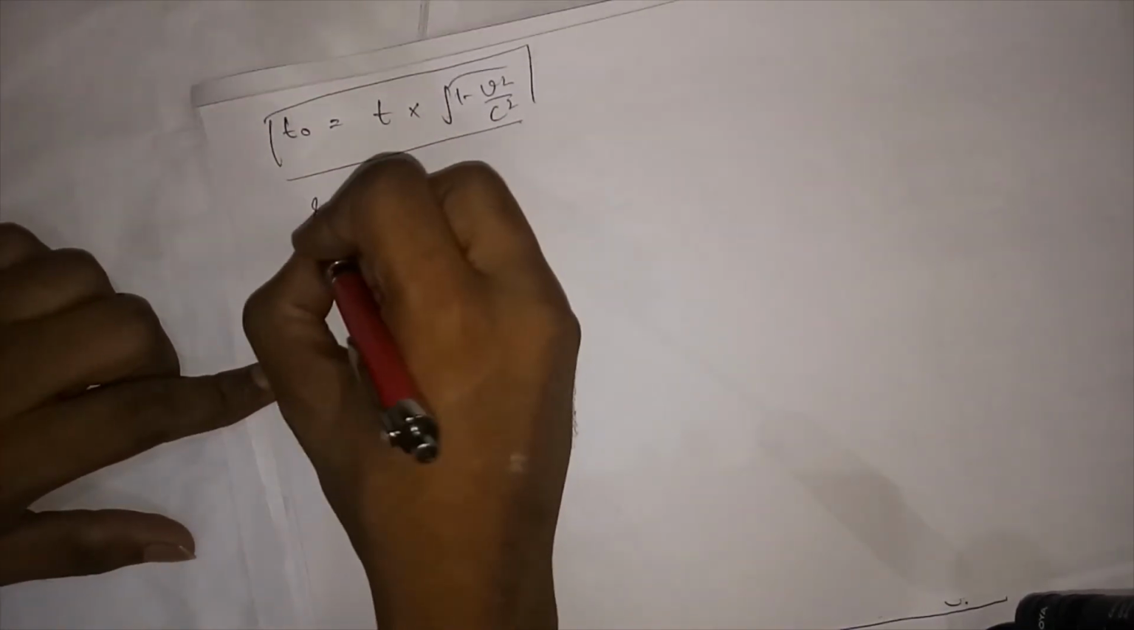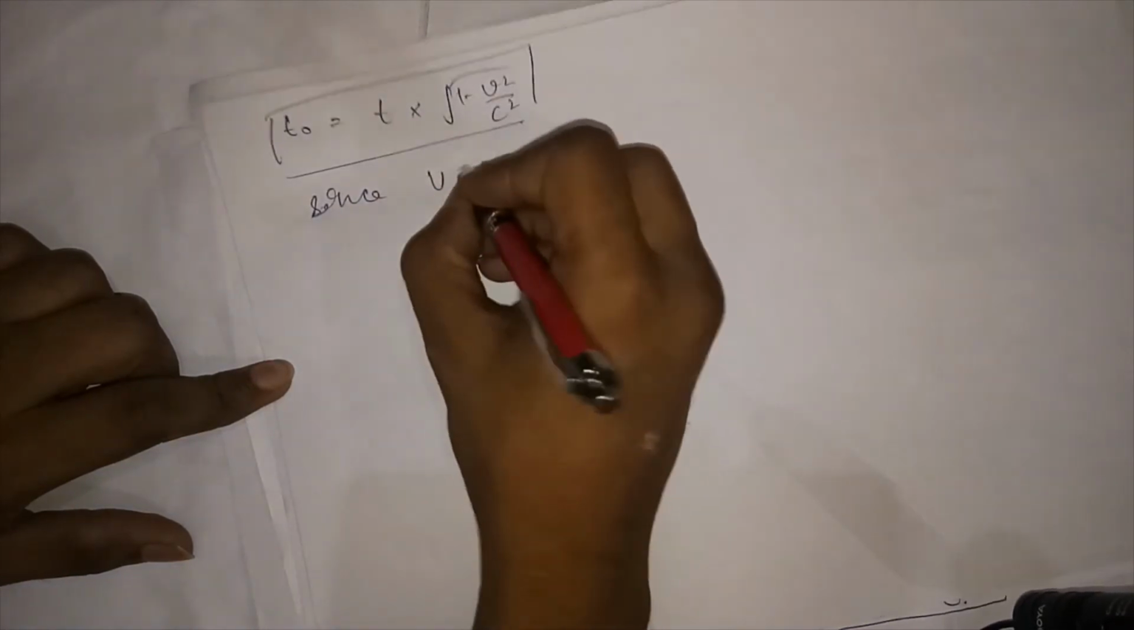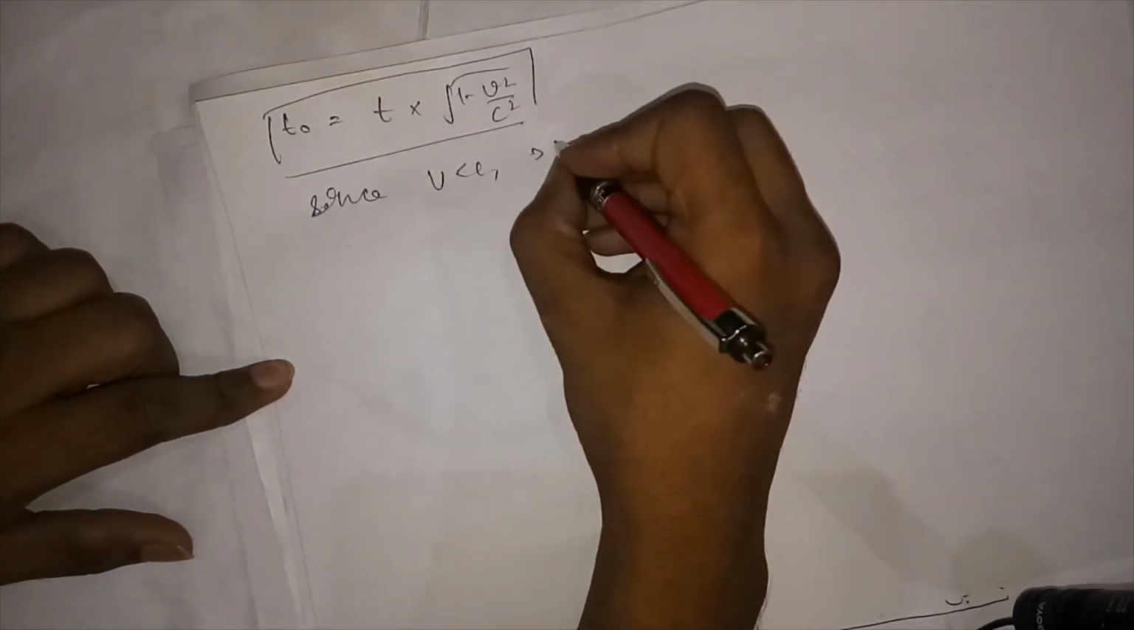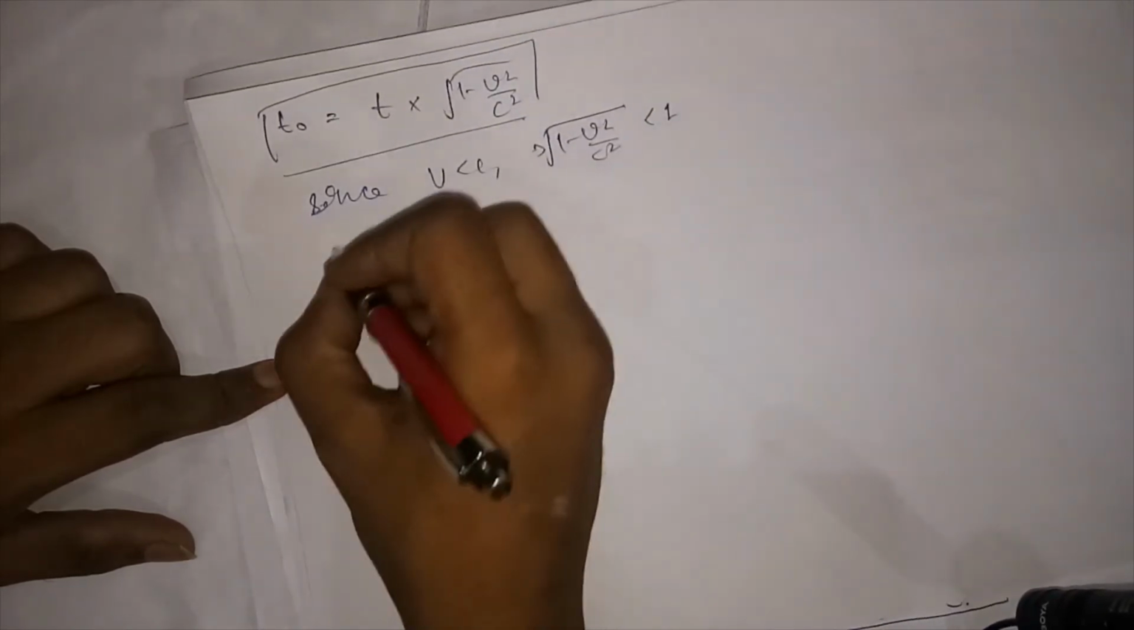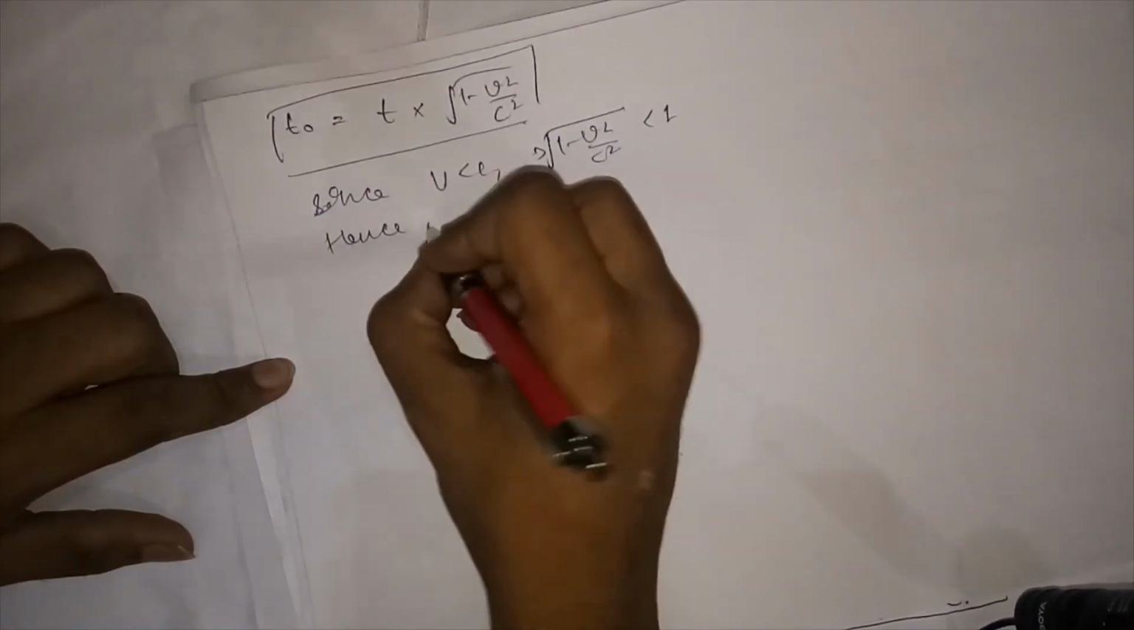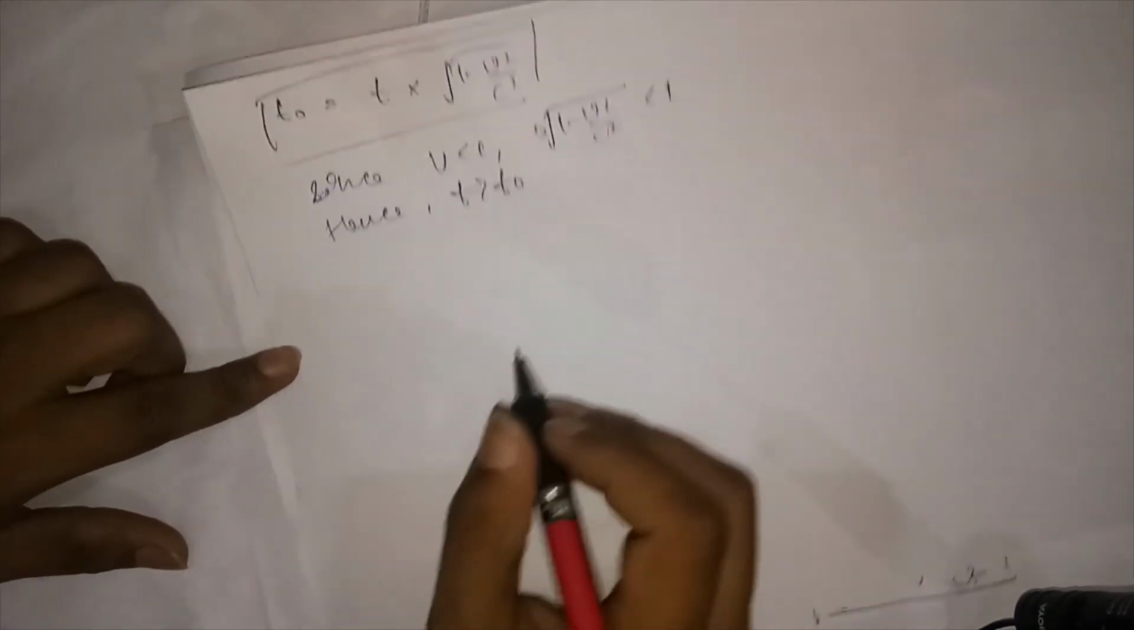So we can say that since v is smaller than c, it implies under root 1 minus v square upon c square is smaller than 1, hence t is greater than t naught.